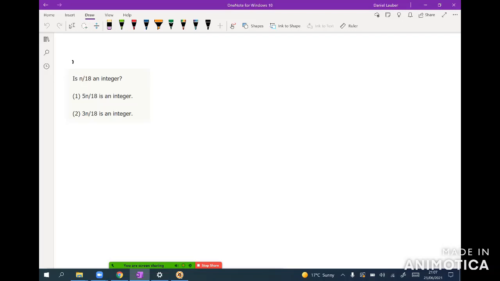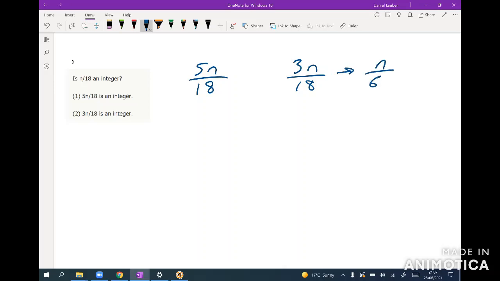Is n over 18 an integer? Okay, well, very similar to a question we did earlier. Well, we know 5n over 18 is an integer. We also know this separately, 3n over 18 is an integer. Well, the second one tells us that n over 6 is an integer, which tells us basically we don't know if there's enough information. We could be missing a 3 now because one of the factors is cancelled. So this one alone won't be enough. Whereas 5n over 18, there's no cancelling to be had here.